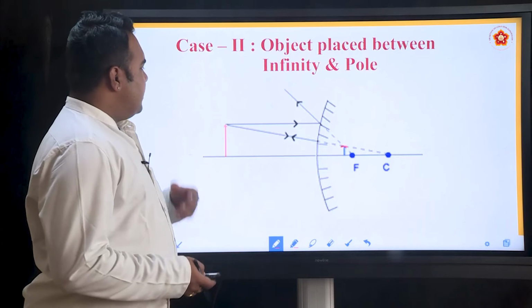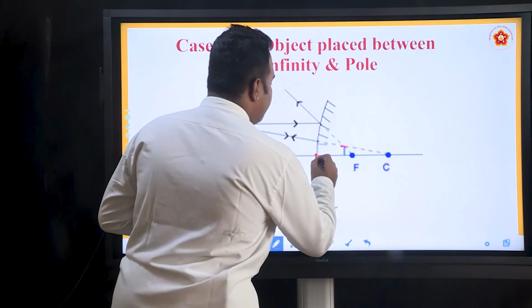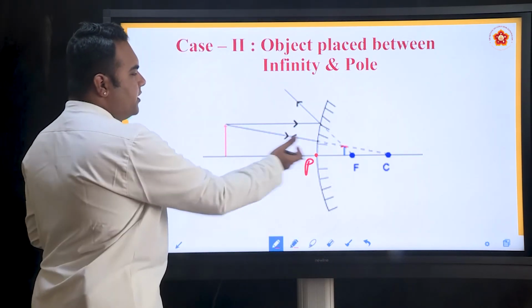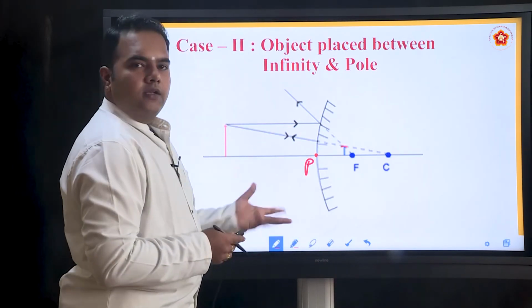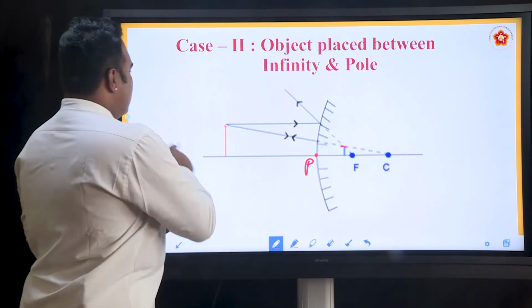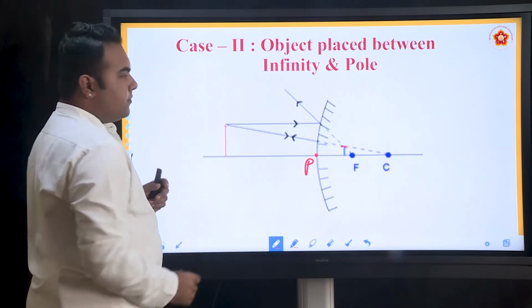Now, let us go to the next one. The object is placed between infinity and pole. So, this is the pole of the convex mirror now. There are no reference points on the left side of my mirror. So, therefore, this will be the only case for the convex mirror now. Object is placed between infinity and pole. So, I have placed my object here.